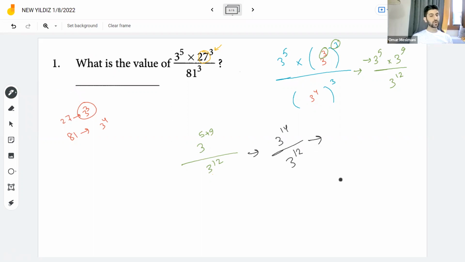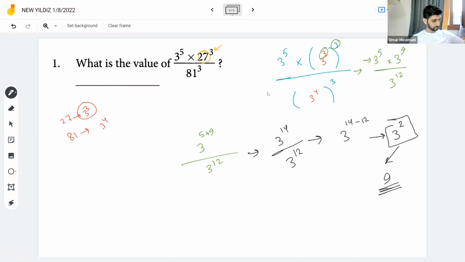And now, do I have a rule? Yes, I do. If you have a division and you have the same base and different powers, what I told you is to subtract the denominator from the numerator. So I'm just going to say 3 power 2. And the final answer, 3 power 2, what is it? 9. And that's how you do it.